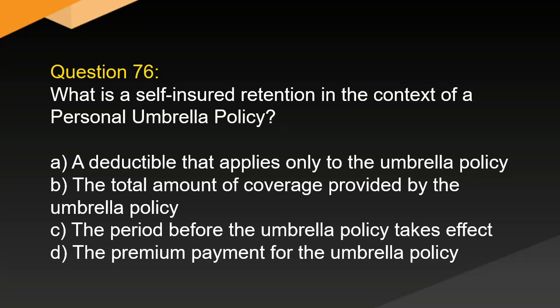Question 76. What is a self-insured retention in the context of a personal umbrella policy? A. A deductible that applies only to the umbrella policy. B. The total amount of coverage provided by the umbrella policy. C. The period before the umbrella policy takes effect. D. The premium payment for the umbrella policy.